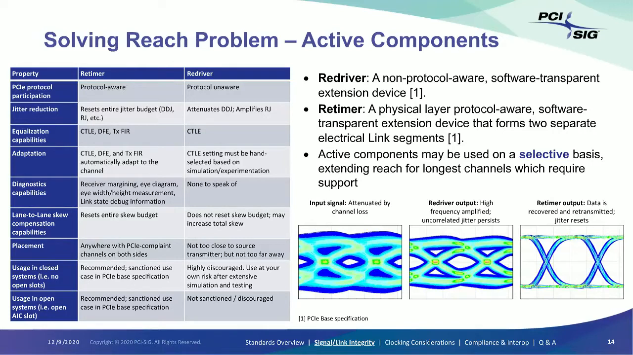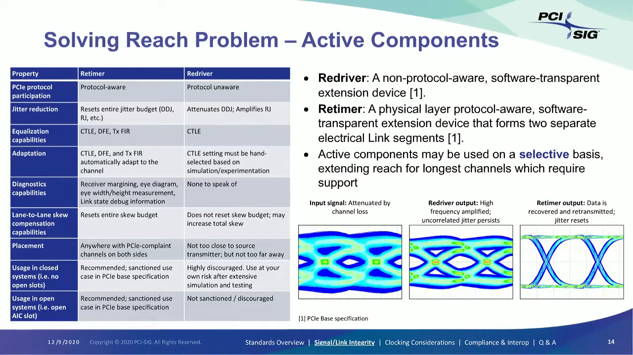A retimer, on the other hand, would effectively sample this eye diagram, recover the ones and zeros, and then retransmit those ones and zeros on a clean clock using essentially a PCI Express compliant transmitter.